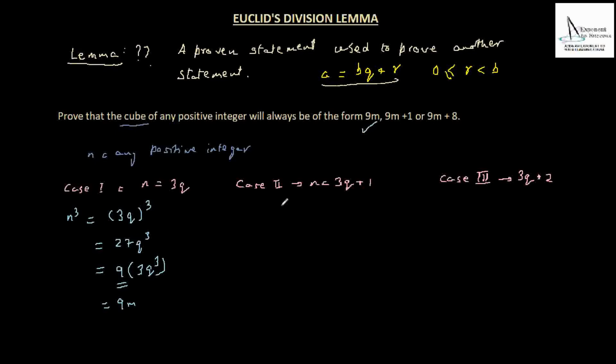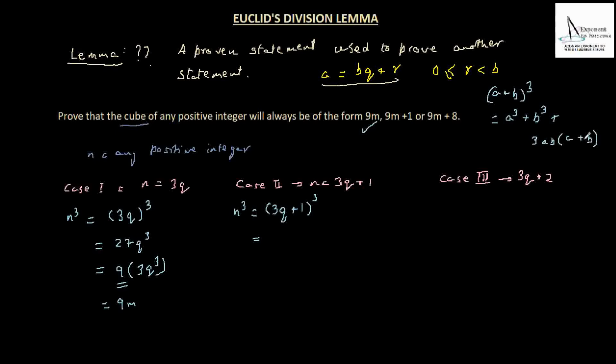Let's look at case number 2, where instead of 3q, we are now taking n as taking the form 3q plus 1. Let's find n cube then. So it's going to be 3q plus 1, that is the value of n, and we are going to cube that. And to understand this, we should remember the identity that a plus b whole cube is going to be nothing but a cube plus b cube plus 3ab times a plus b.